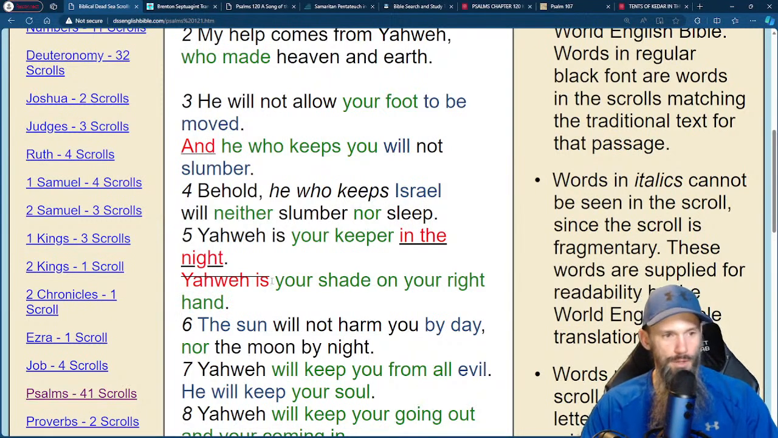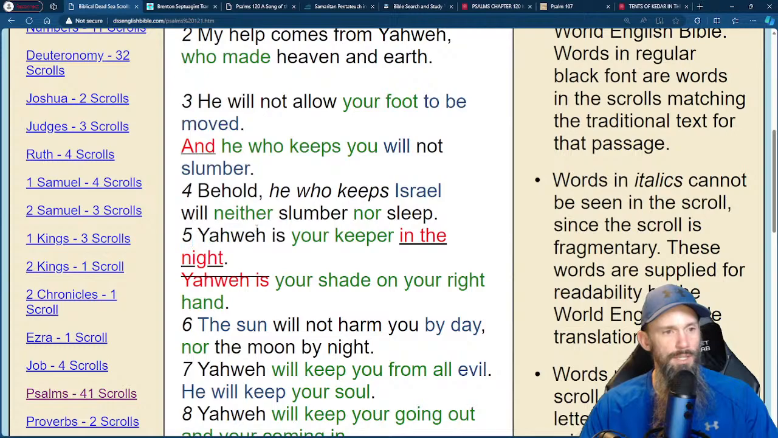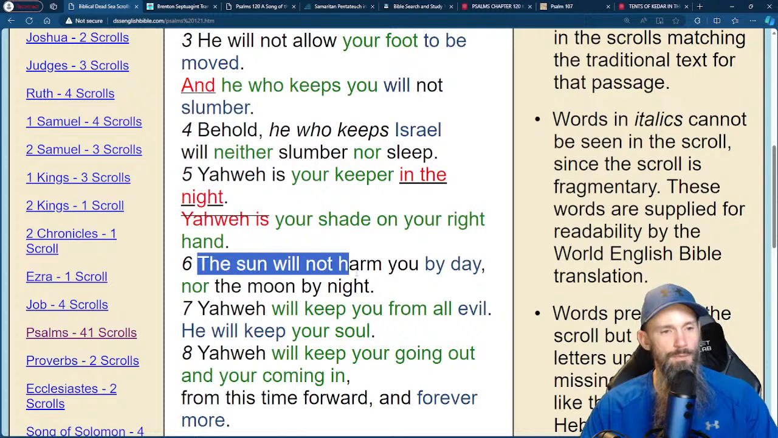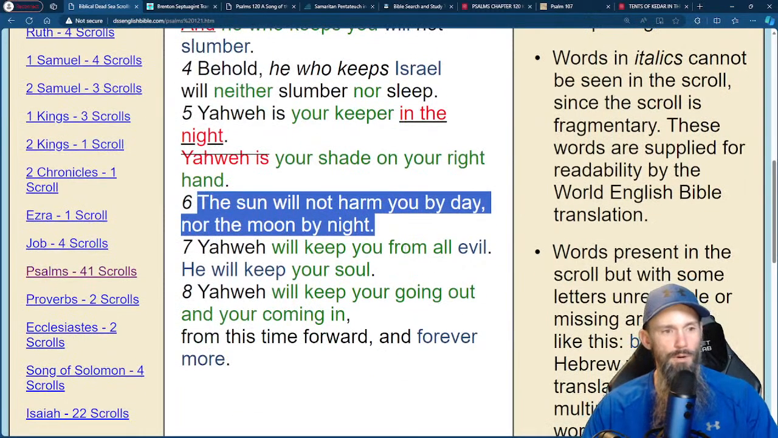In the Hebrew, there's no need to repeat this phrase here because it's already repeated here. When they get to translating to Greek, they'll repeat it. Most likely that's why that's marked out, because it's not in the original Hebrew manuscript. "The sun will not harm you by day, nor the moon by night. Yahuwah will keep you from all evil. He will keep your soul. Yahuwah will keep your going out and your coming in from this time forward and forevermore."